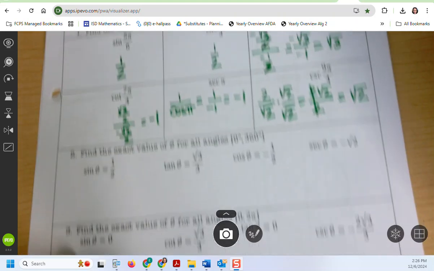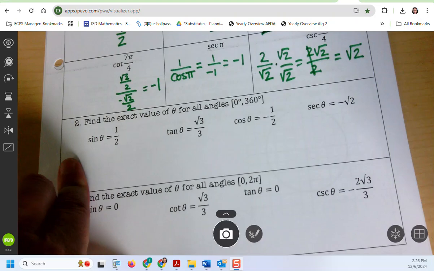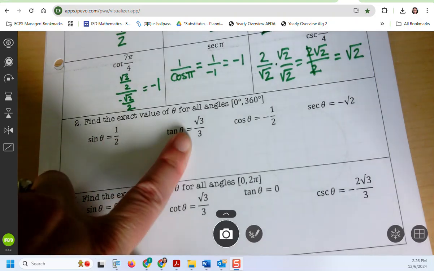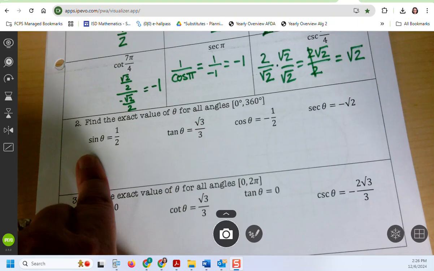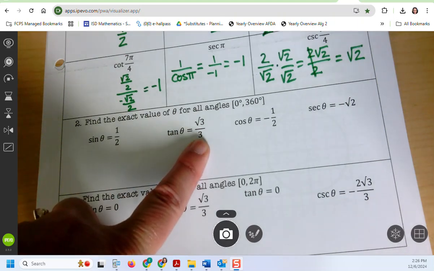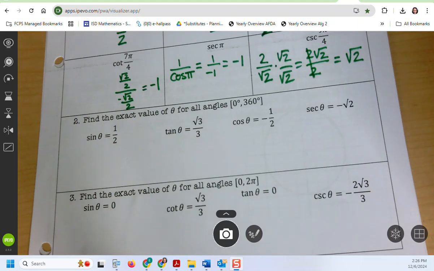Raise your hand if you already had a chance to try section 2. Anybody do that section yet? Okay. So let me give you a minute to do this. You want all of the angles between 0 and 360 degrees that have a sine of 1/2, and then all that have a tangent of root 3 over 3. And then down here, you're going to do the same thing, but you're going to work in radians. I'm going to turn a light on because it just kind of got dark. And you guys keep working.